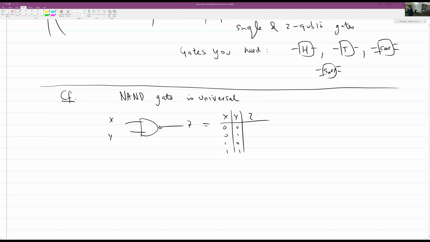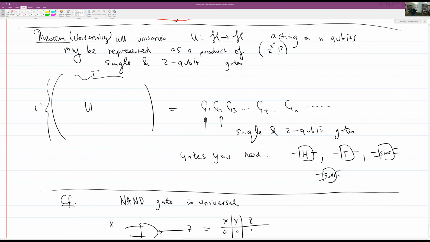So it's the not of the AND. So you can express any Boolean function in classical computer science as a composition of multiple NAND gates. The NAND gate by itself is sufficient to carry out any computation classically. And here we have just seen the quantum analog of this.